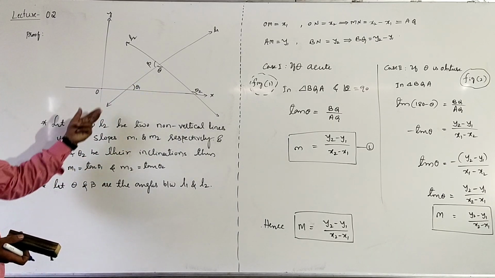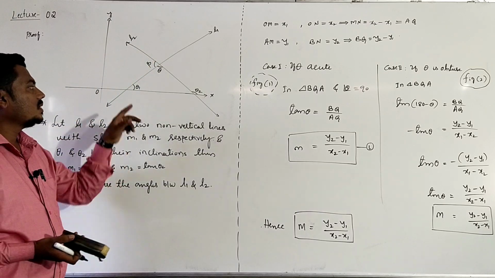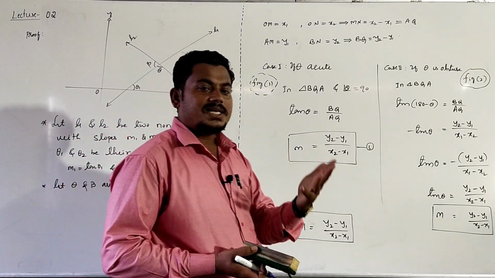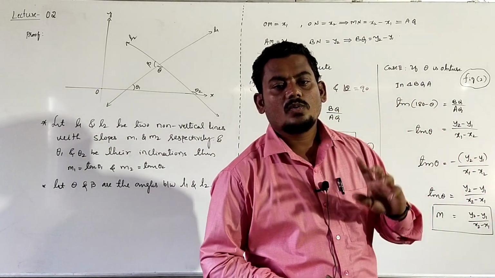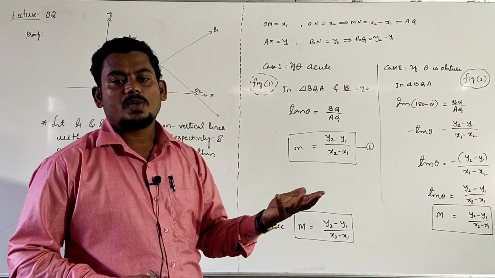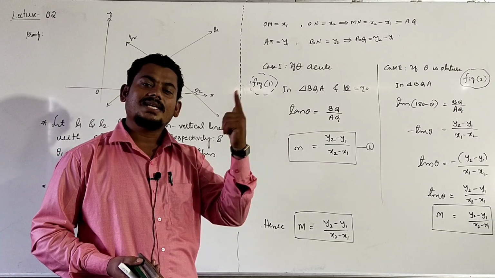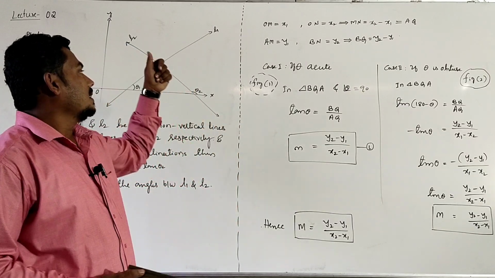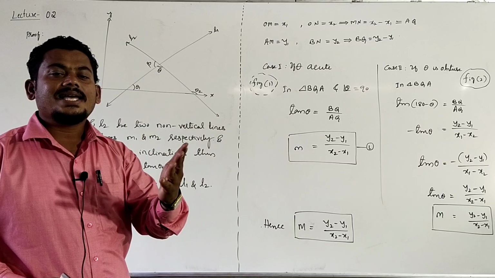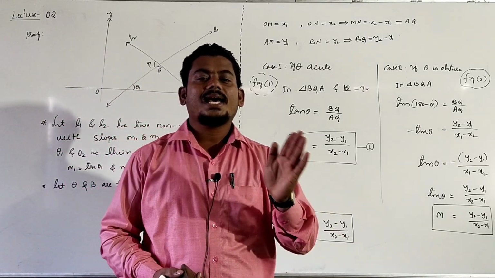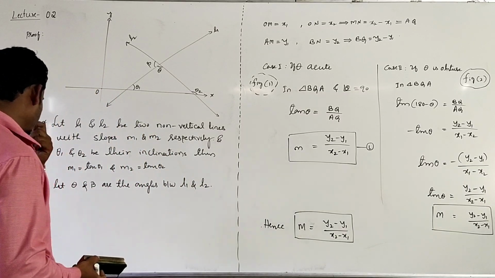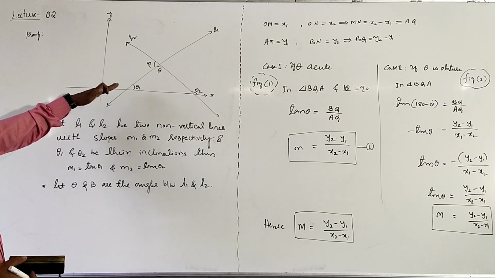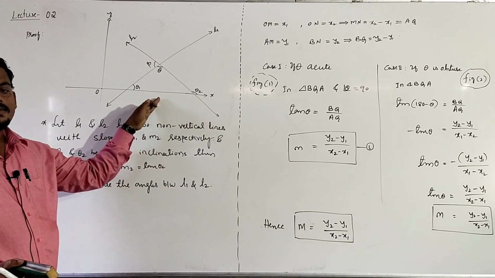There we have two lines L1 and L2. Between two straight lines there exist two angles. One angle is acute, the other one is obtuse. Suppose theta is the acute angle, then clearly beta is the obtuse angle. Suppose beta is acute, then theta is obtuse. Clearly these two lines are non-vertical lines.